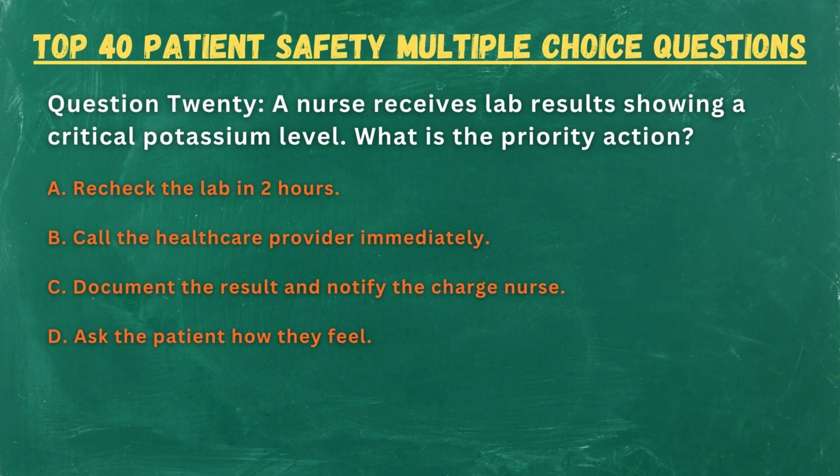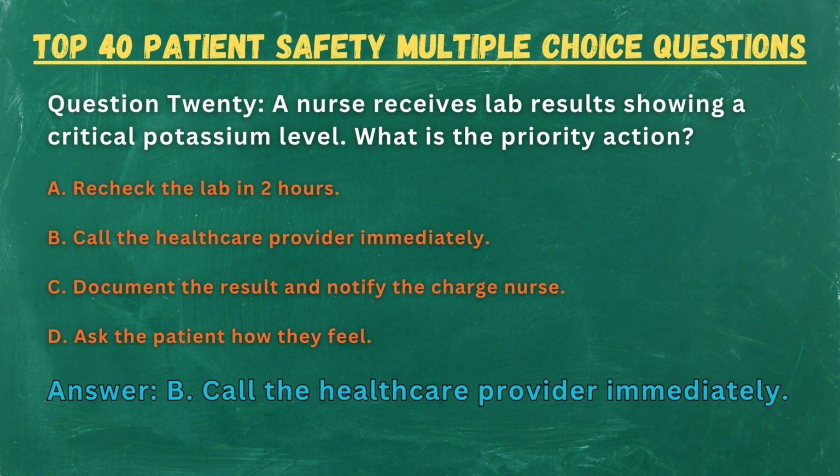Question 20. A nurse receives lab results showing a critical potassium level. What is the priority action? A. Recheck the lab in 2 hours. B. Call the healthcare provider immediately. C. Document the result and notify the charge nurse. D. Ask the patient how they feel. Answer: B. Call the healthcare provider immediately.